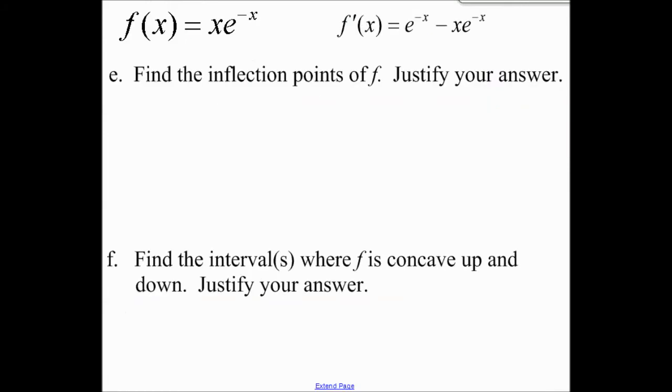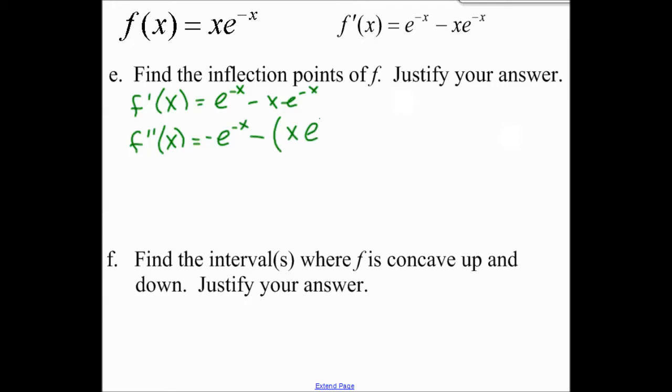And now let's look at concavity. So concavity deals with the second derivative. So we're going to have to do the second derivative. Our first derivative was e to the negative x minus x e to the negative x. So our second derivative will be the derivative of e to the negative x, which is e to the negative x times a negative 1. And then we're going to have to use the product rule over here. I'm going to use parentheses so I don't forget to distribute that negative. So I have the first function times the derivative of the second function, e to the negative x times negative 1, and then add on the derivative of the first function times the second function.